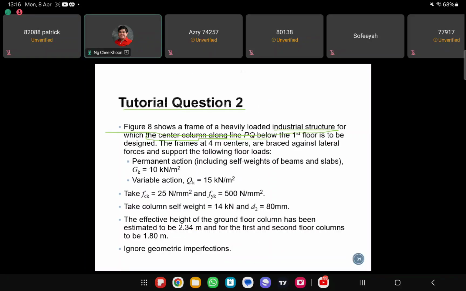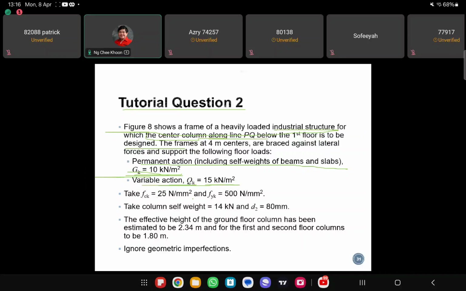Right, so the permanent action including self-weights of the beams and slab is 10 kilonewton per square meter. The variable action is 15 kilonewton per square meter. All these actions are on plan. So on the plan of the building, you have GK equals 10 kilonewton per square meter, and then the variable action is 15 kilonewton per square meter.